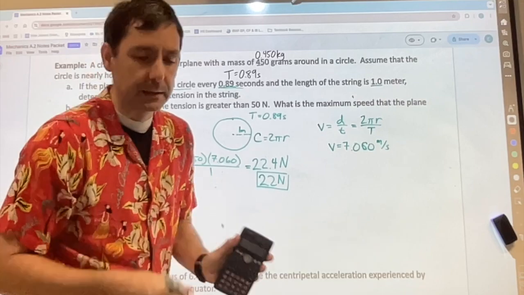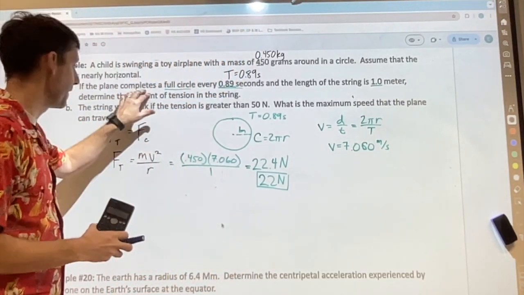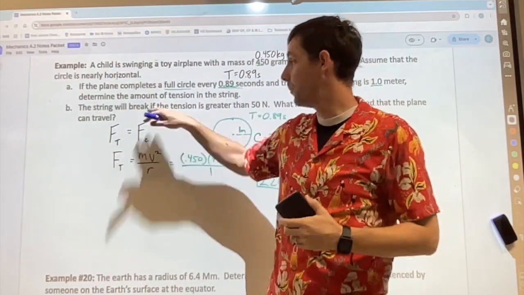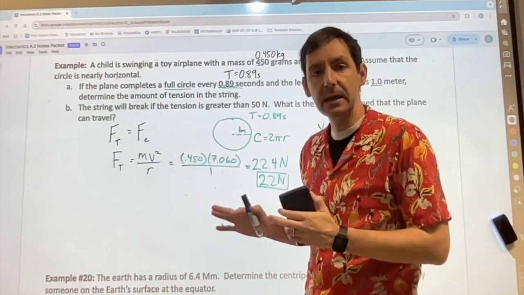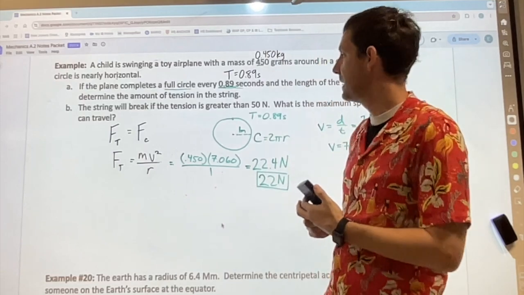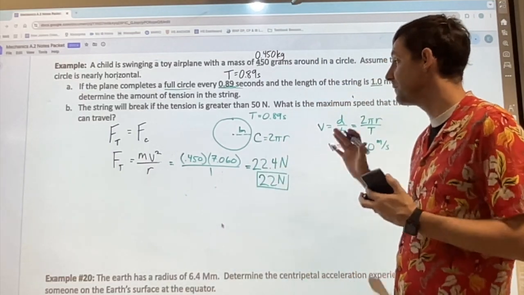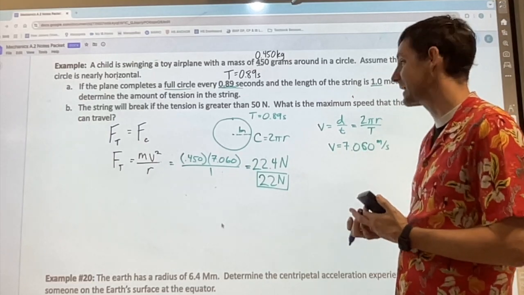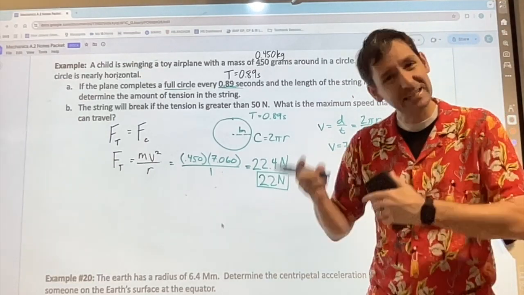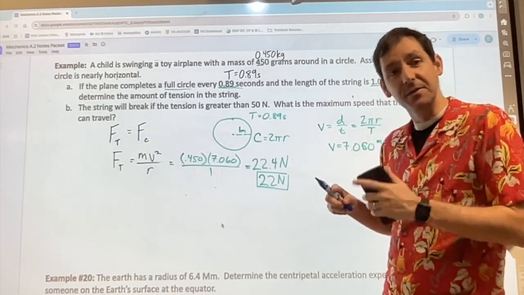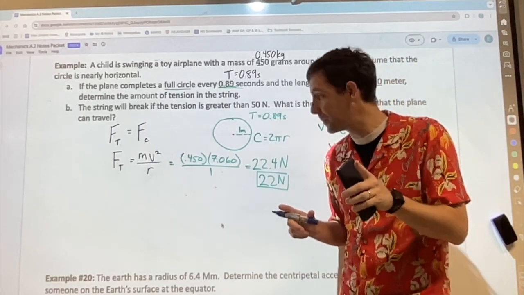All right? Now, that's part A. We found the tension in the string. Now what I'd like to do is let's go into letter B. In letter B, it says the string will break if the tension is greater than 50 newtons. What is the maximum speed that the plane can travel? So this is kind of the backwards, right? This is kind of the opposite of what we just did. The force of tension is still the centripetal force.